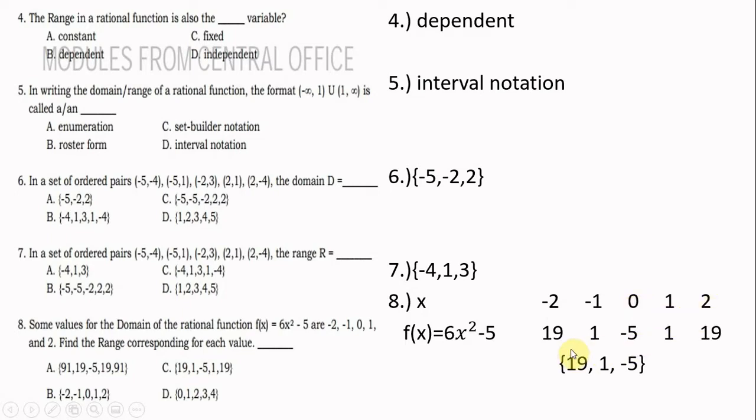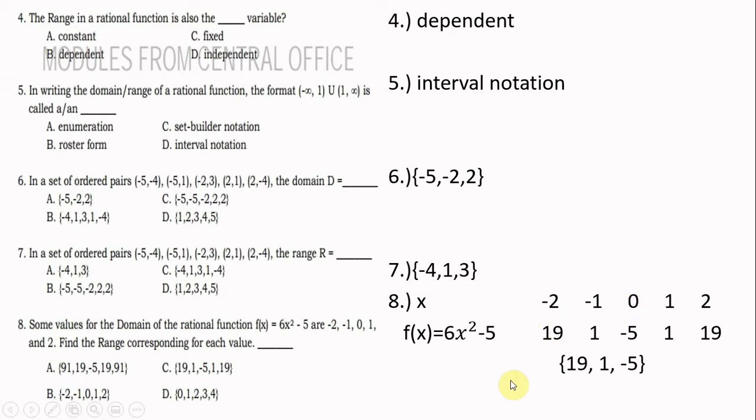Now, to write in roster method, you have to write the number only once. So this is 19, 1, -5. You need not write 1 again because you had written it already here. You need not write 19 because you had written 19 already. So this is the correct roster method of writing the set of the range of this function, or the values of the function when our domains are -2, -1, 0, 1, and 2.